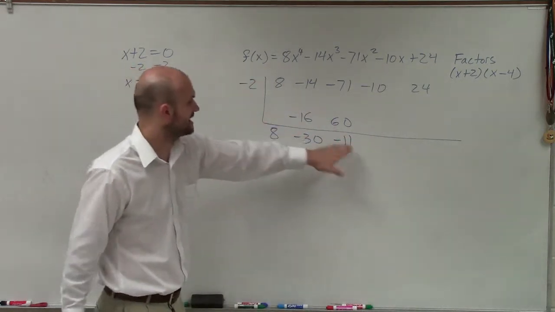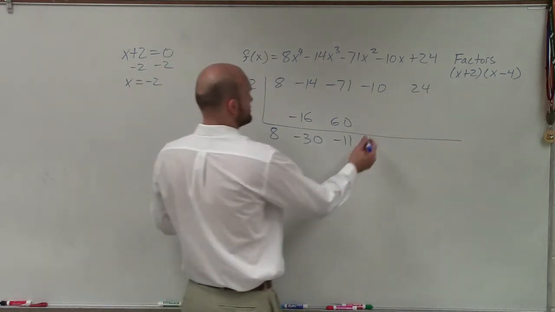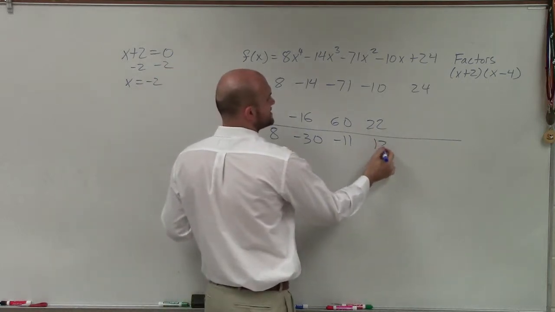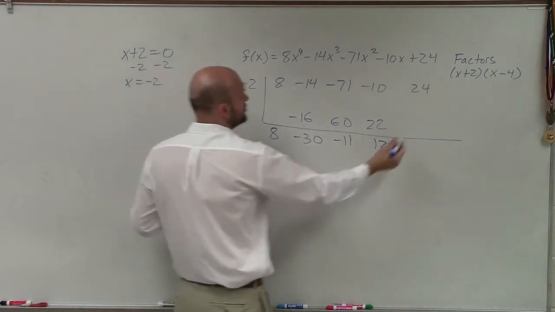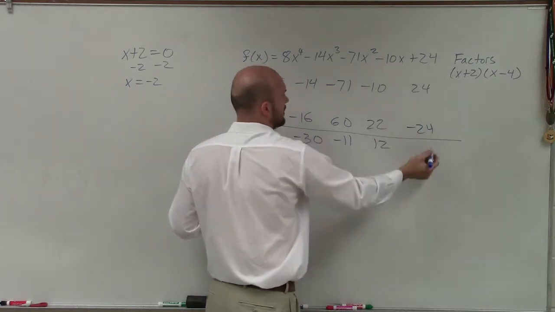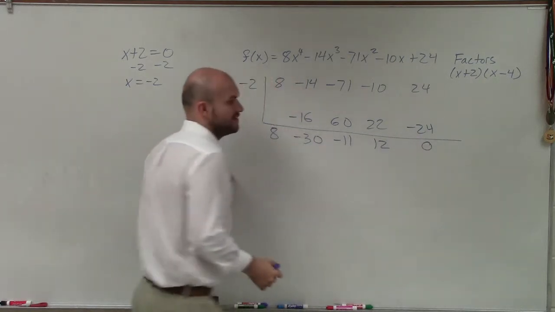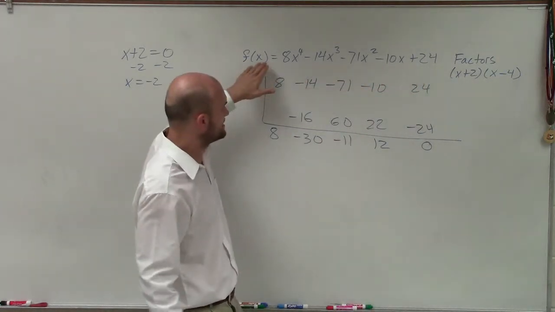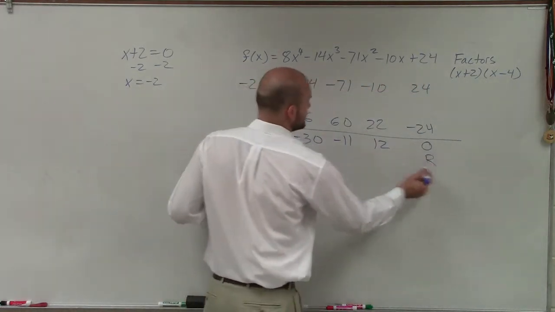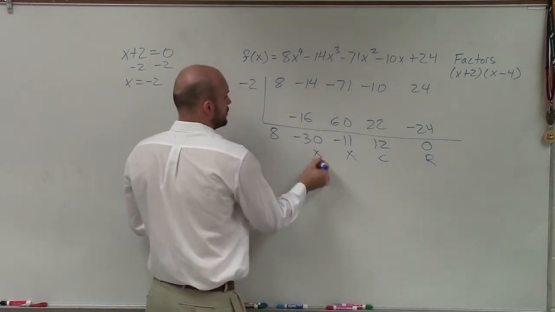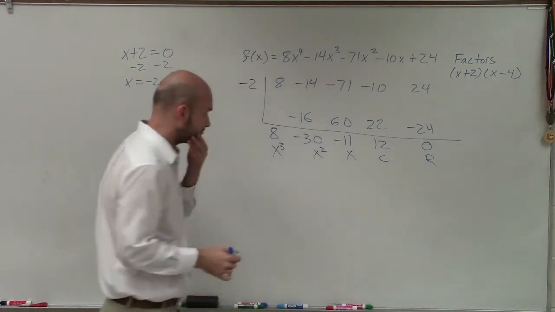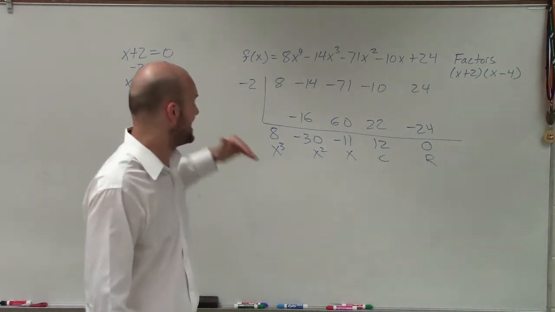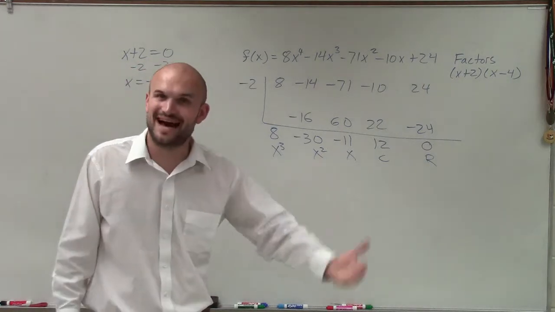Multiply it across, negative 11 times negative 2 is going to be a positive 22. Negative 10 plus 22 is going to be a positive 12. 12 times negative 2 is going to be a negative 24. And that set is going to equal 0. Therefore, this factor divides evenly into this polynomial, with remainder, constant, linear, quadratic, cubic. So it's going to divide in there 8x cubed minus 30x squared minus 11x plus 12 times.